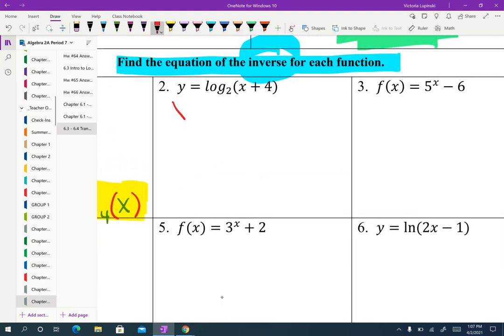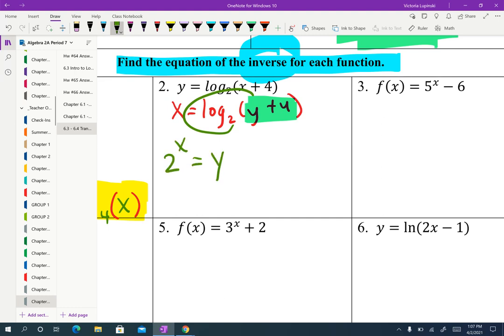So here in number 2, it's already a y equals. So I'm going to go ahead and swap the x and y. So x equals log base 2 of y plus 4. Important to note here, the y plus 4 is inside the parentheses, so anything inside has to stick together. That means that it's time to do the loop. So start at the 2, loop to the other side, and then come back. Because there's already a log here, when you do the loop, you're getting rid of the log. So 2 exponentiate to the x equals y plus 4.